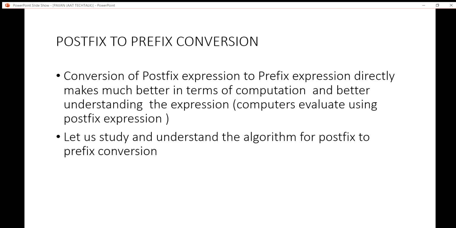Postfix to prefix conversion. Converting a postfix expression to a prefix expression directly is much better in terms of computation and understanding the expression. Computers evaluate using postfix expressions. Let us study and understand the algorithm for postfix to prefix conversion.